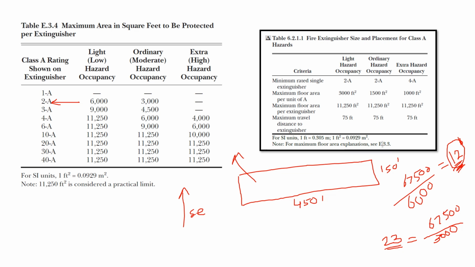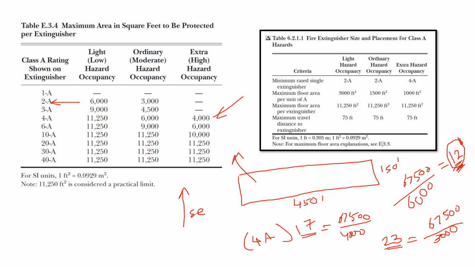Same building, same floor. If the hazard is changed, then the number of extinguishers or the quantity is changed. If the rating of the extinguisher is changed, then also the number of extinguishers will be changed. So for extra hazard occupancy, I am going to consider 4,000. So 67,500 divided by 4,000, because the minimum range starts from 4,000 in extra hazard. If we divide 67,500 by 4,000, we are going to get 17. So I am going to consider 17 4A rated extinguishers for extra hazard.